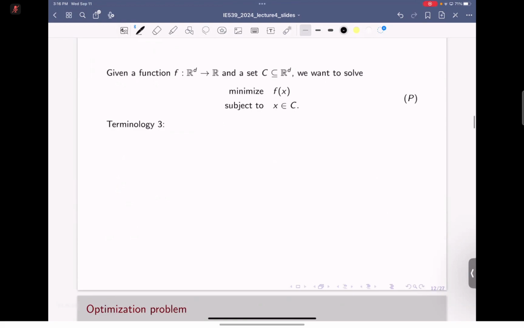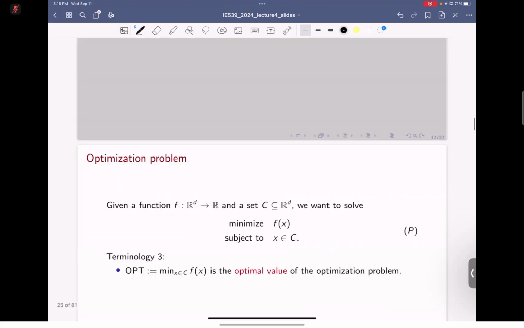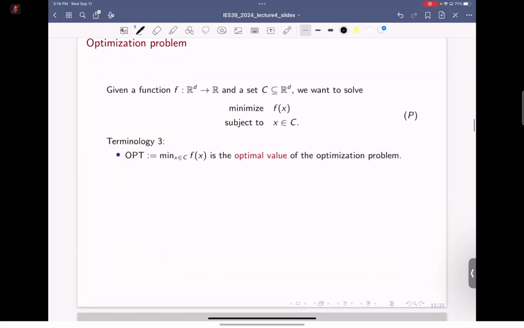The last set of terminologies. So the value of this problem, which is the minimum value of the objective function over the solutions from the domain C, is called the optimal value.